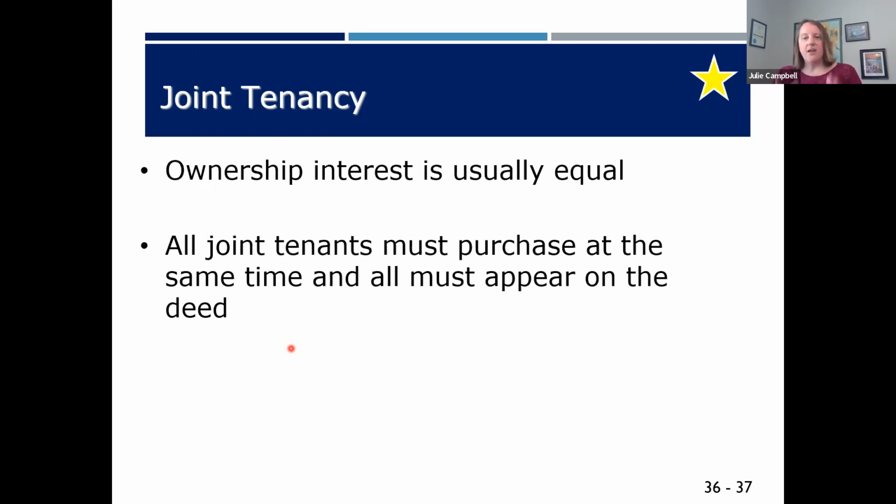But with Joint Tenancy, all owners take title at the same time. They all appear on the deed at the same time. They're all there at the same time, all signing. You can't have a new guy come in later as a joint tenant. To create a Joint Tenancy, we all have to purchase at the same time.